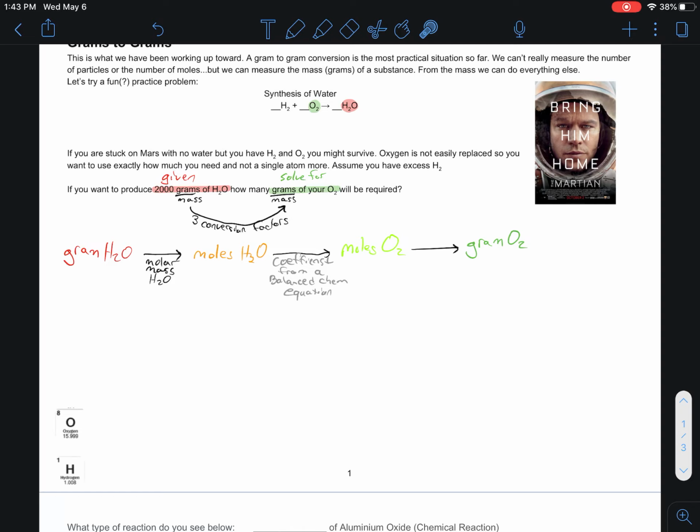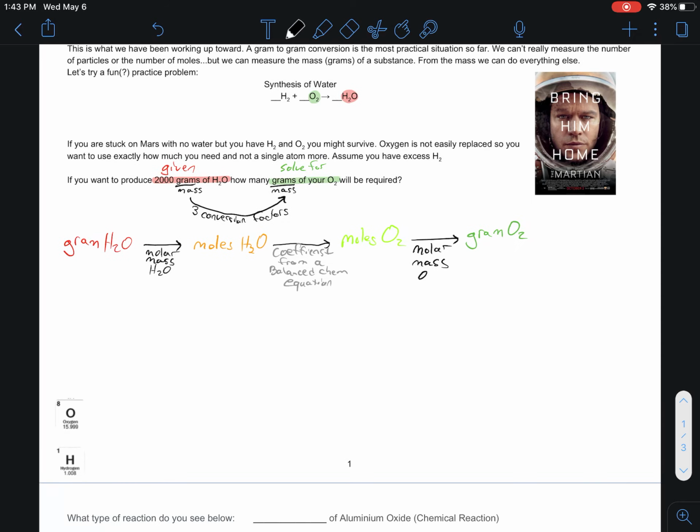Final one, from moles O2 to grams O2. It's all O2, and instead of going from grams to moles, we're going from moles to grams, but thankfully, same concept. We need molar mass again, but this time it's water. Sorry, not water, it's oxygen. So this needs to be the molar mass of O2. Not just O, but O2, because this is moles O2 to grams O2.